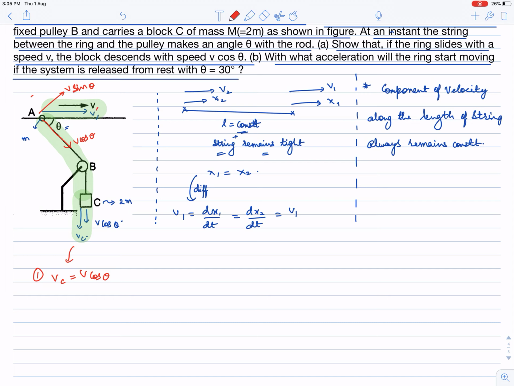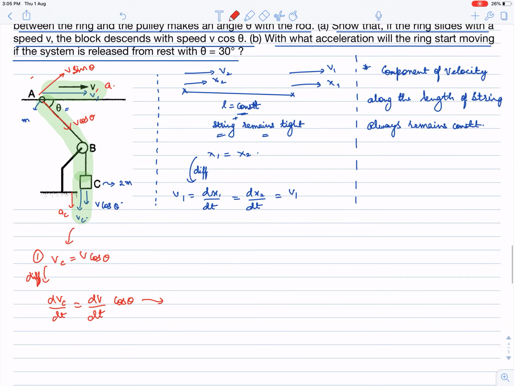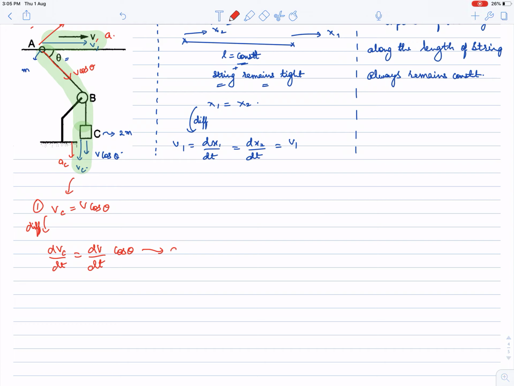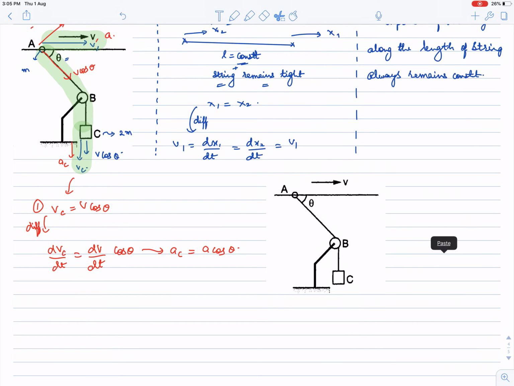One more thing over here: if it moves forward with a and this goes down with ac, then differentiating velocity, you will get acceleration. dvc by dt would be equal to dv by dt times cos theta, or ac must be equal to a into cos theta. Now let's find out the accelerations. Let's say this is the setup where this ring moves forward over here with an acceleration equal to a, and this block moves down with an acceleration equal to ac.